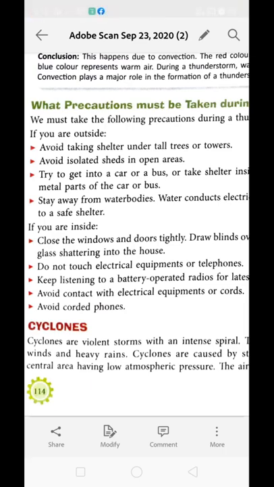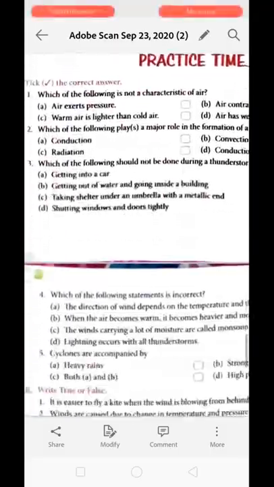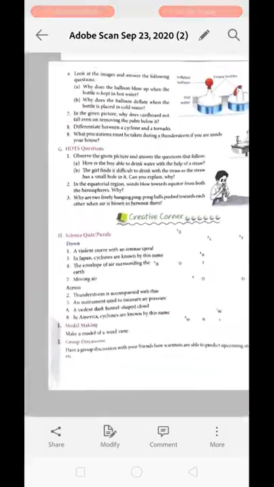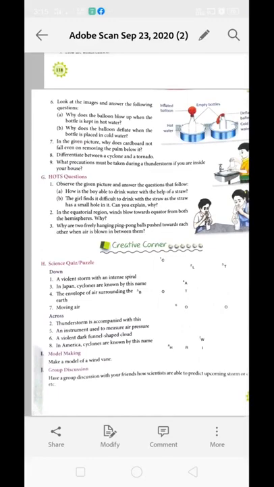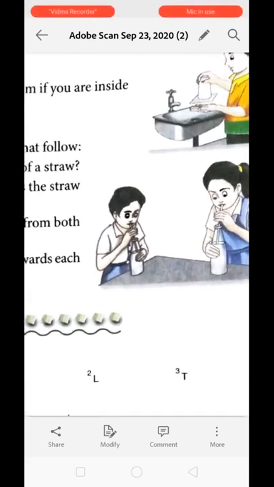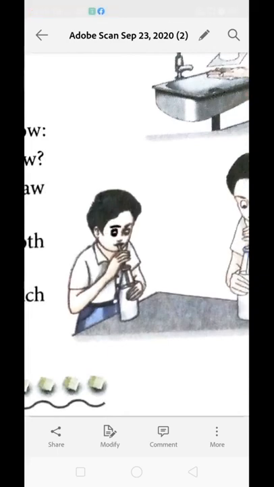Clear? Next question. HOTS. Observe the given picture and answer the question as follows. How is the boy able to drink water with the help of a straw? Actually, the boy is sucking the cold drink with the help of his mouth. By the process of sucking, he pulls all the air present in the straw.